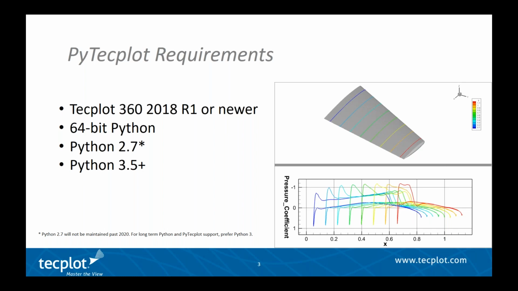We do currently support Python 2.7 and Python 3.5 and newer. You notice the asterisk there next to the Python 2.7. The Python community at large is going to be discontinuing support for Python 2.7 as of January 1, 2020. We have not yet determined our long-term support policy for Python 2.7. But I do encourage you for all new Python projects to migrate to Python 3. We are going to continue supporting Python 3.